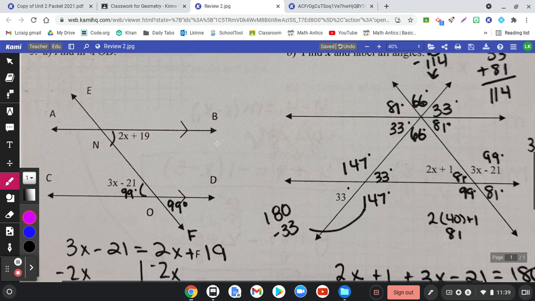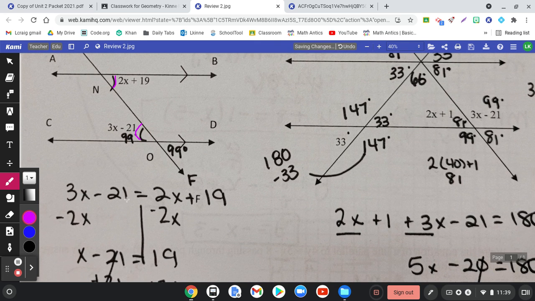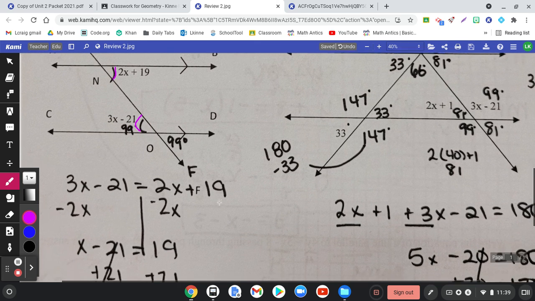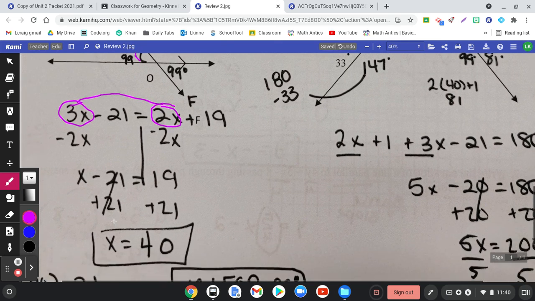All right, number 5. These are alternate interior. Look at this, this is acute and this is acute. So that means that they are equal to each other. 3x minus 21 equals 2x plus 19. If you're not sure how to go about solving, it's always a good idea to circle your x's and draw a line down from your equal sign. So now I say, okay, well, I got to move the 2x over. I'm going to subtract it. I'm left with x minus 21. Add 21 and you get 40.